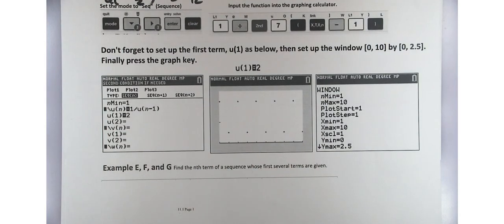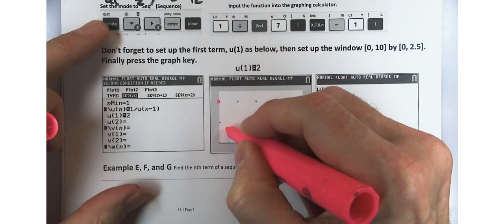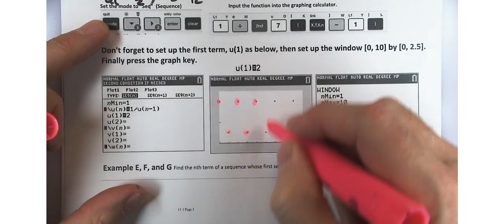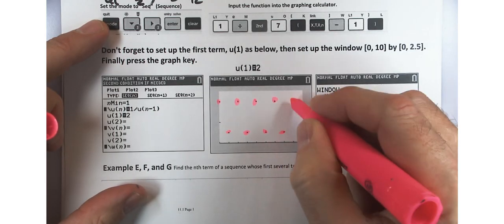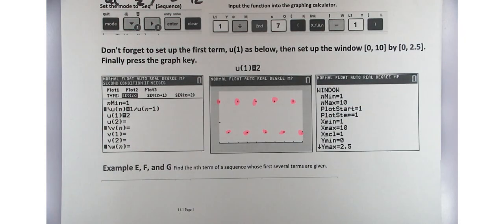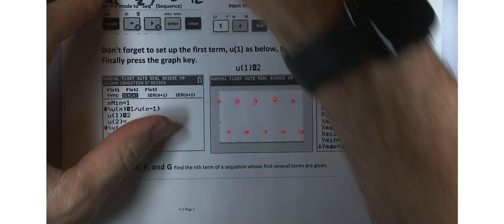Graphing it here, here, here, here, etc. But sometimes sequences actually settle down to a particular number. And if that happens, we'd like to know it. We'd like to be able to calculate what that number is.